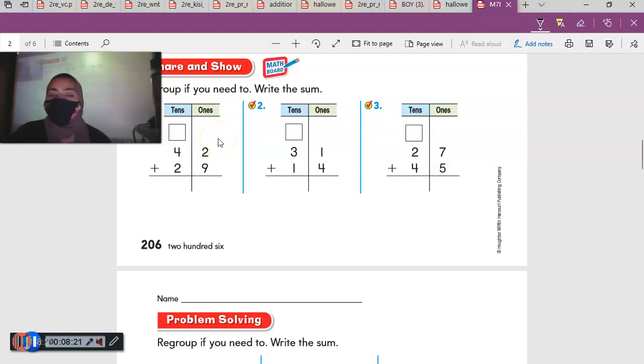So let's do number 1. Class? Yes. What is 2 plus 9? 11. One goes here. And the other one goes, boosh, kicked upstairs. What's 1 plus 4, class? 5. What's 5 plus 2? 7. What's your answer? 71. Box your answer.